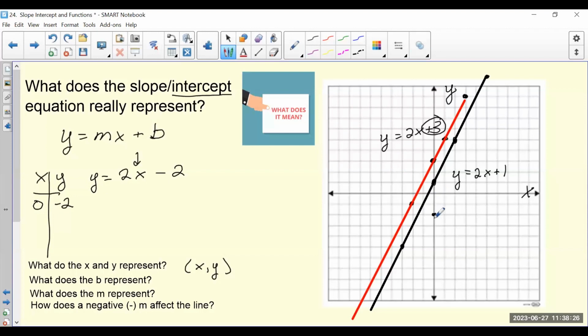0, negative 2. Let's put in a positive 3. 2 times 3 is 6. 6 minus 2 is 4. So we put in a 3, we get out 4. So if I go over 1, 2, 3, I'm going to go up 1, 2, 3, 4. I have a point right there.